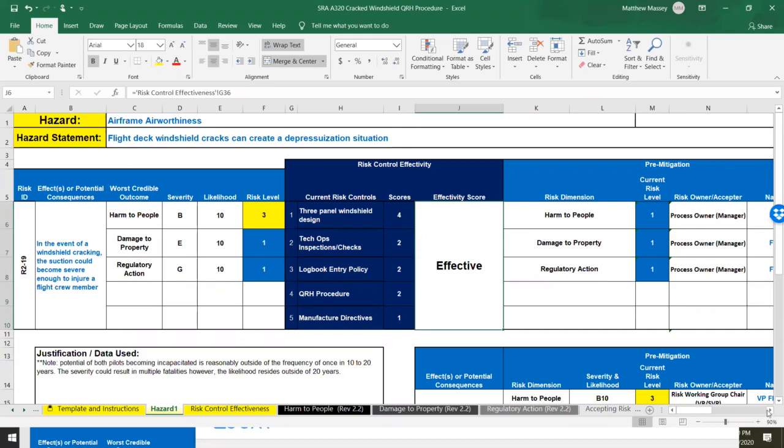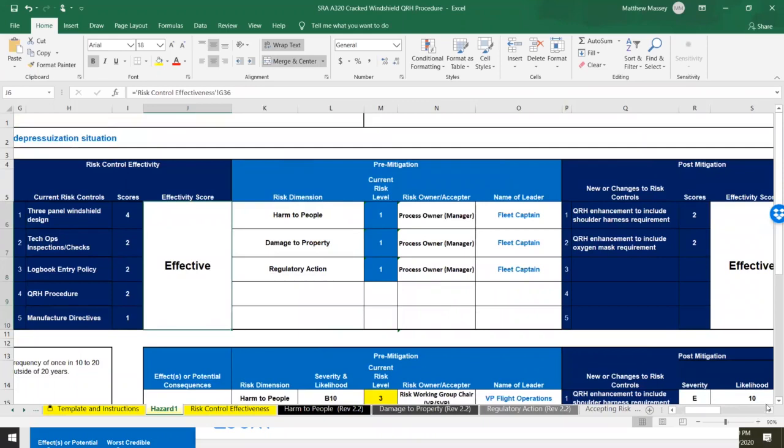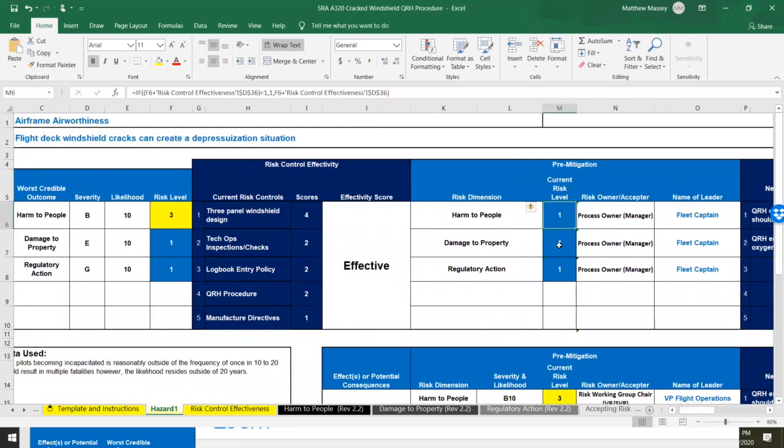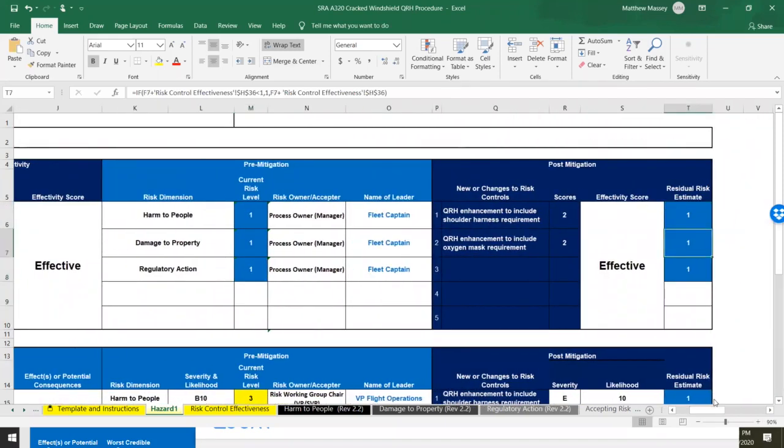So then what they'll do is they will come in and they'll say, well, what's our new change? What are the new or the changes to the current risk controls? And these changes are, now they're going to have to immediately put on that shoulder harness, and they're going to have to don their oxygen mask. And because of that score, where we originally started at a 3, and then it drove this number down to a 1, you can't get lower than a 1, it keeps that residual score at a 1.